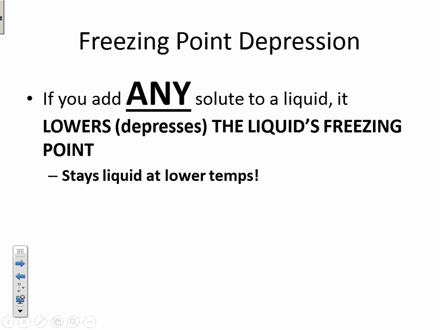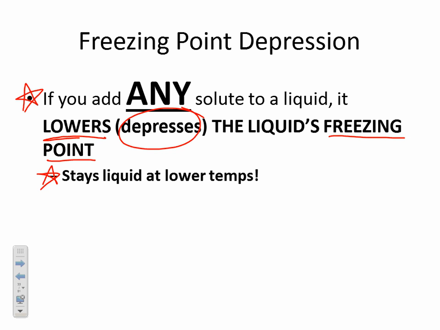So first up, freezing point depression. What is freezing point depression? Freezing point depression is the idea that if you add any solute at all to a liquid, it will lower, i.e. depress, because depress means to lower, the liquid's freezing point. You put a solute in a liquid, the freezing point now becomes lower than it had been before, meaning that your liquid with the solute will now be a liquid at lower temperatures than it was capable of being a liquid at before.